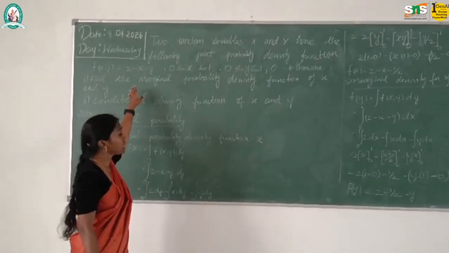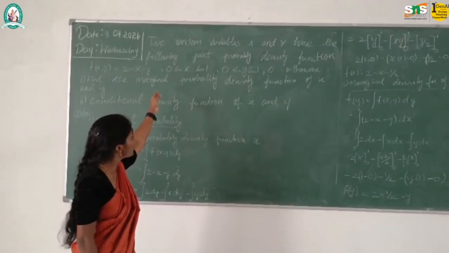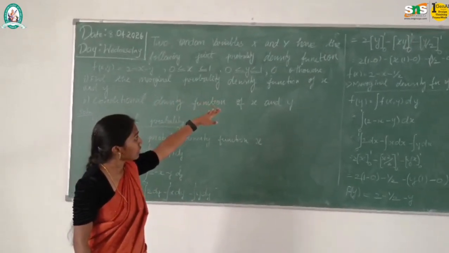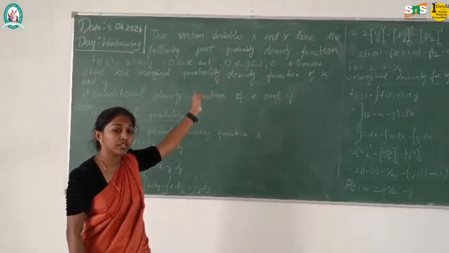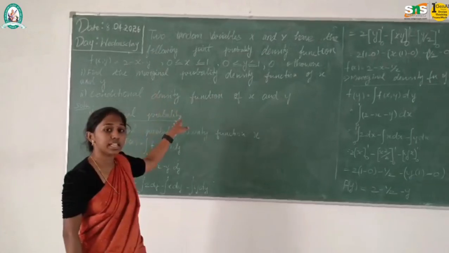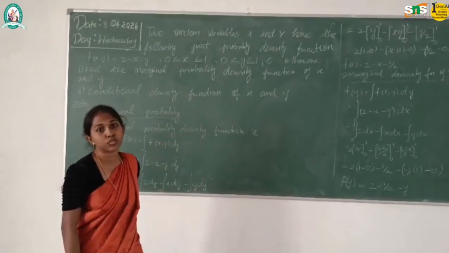f of x comma y is equal to 2 minus x minus y, where 0 is less than or equal to x less than or equal to 1, and 0 is less than or equal to y less than or equal to 1. Otherwise, we are going to denote the value as 0. So we have to find the marginal probability function for both x and y as well as the conditional probability function for x and y.